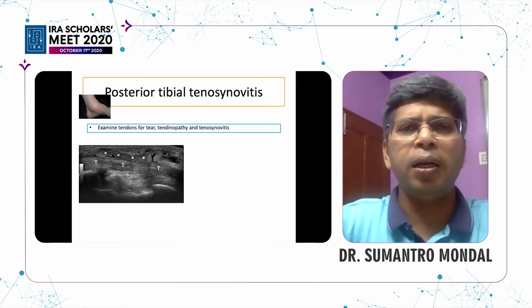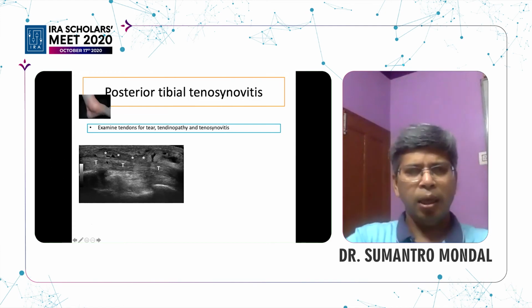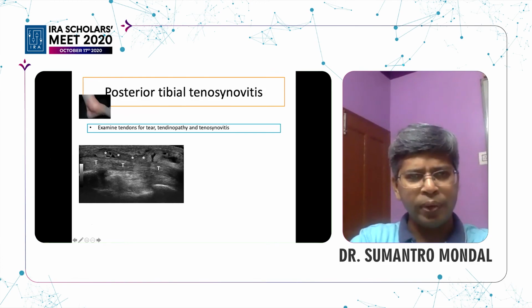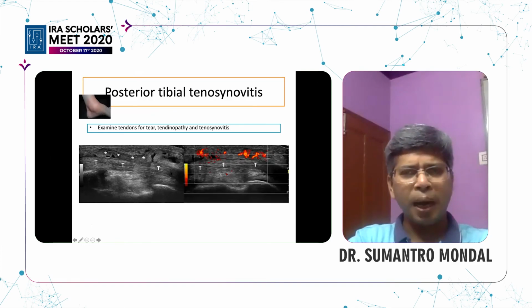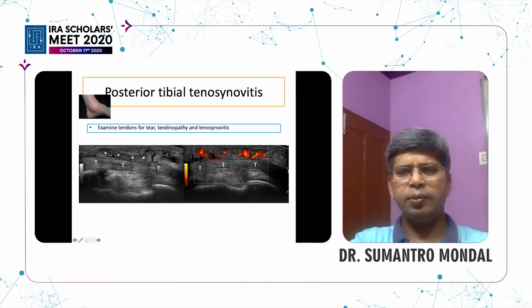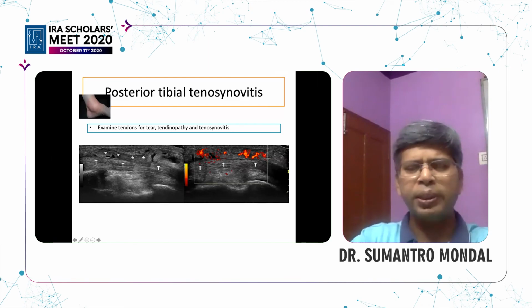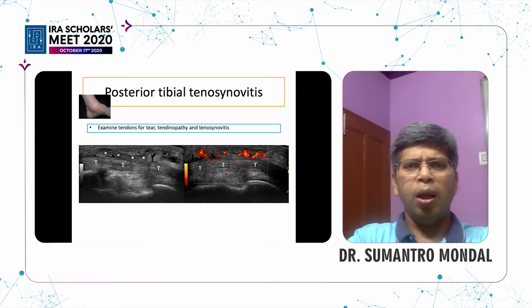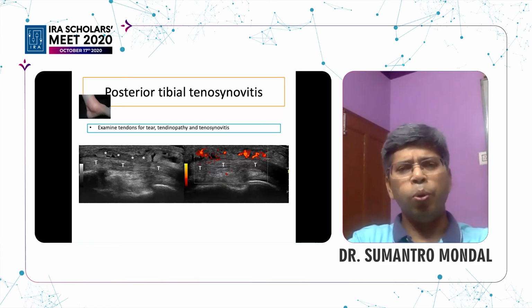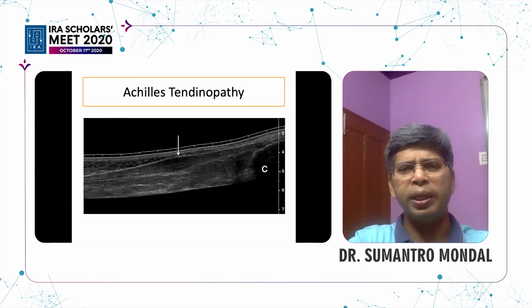And then posterior tenosynovitis on the medial aspect. In the longitudinal view, this is the tendon, and this is the synovial proliferation. The stars mark the synovial proliferation. When we apply color, the synovial proliferation takes up the color, so there is synovial proliferation which is vascular. So when you do ultrasonography of the ankle joint, the effusion and tenosynovitis become very easy to identify.